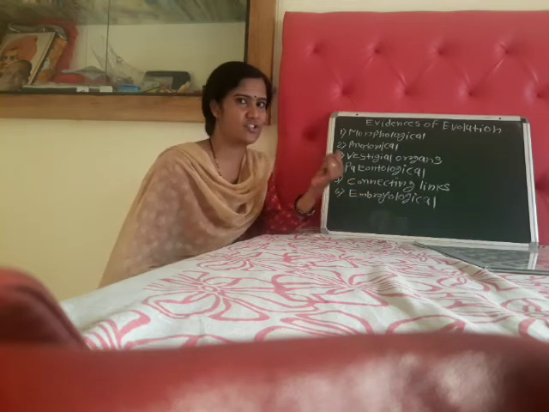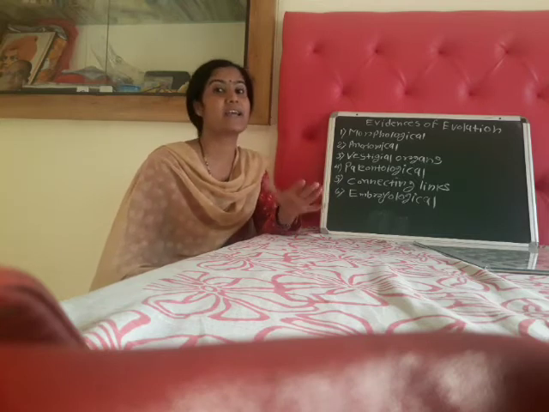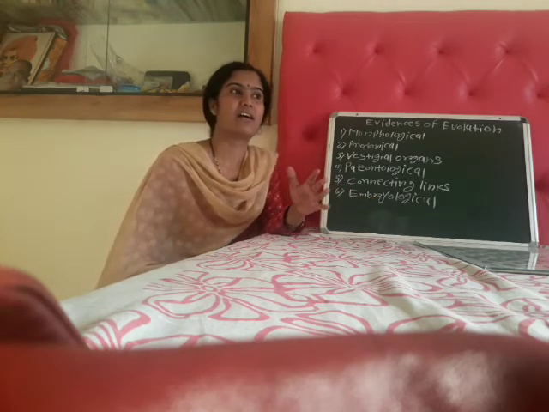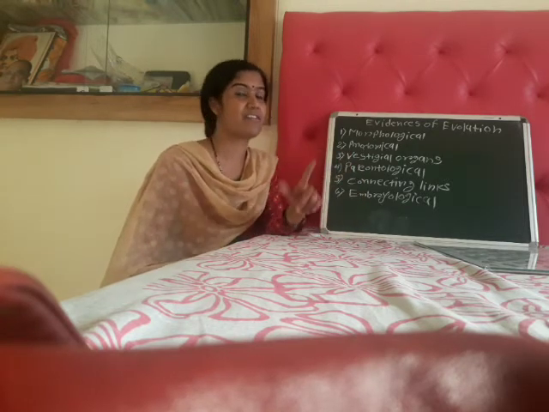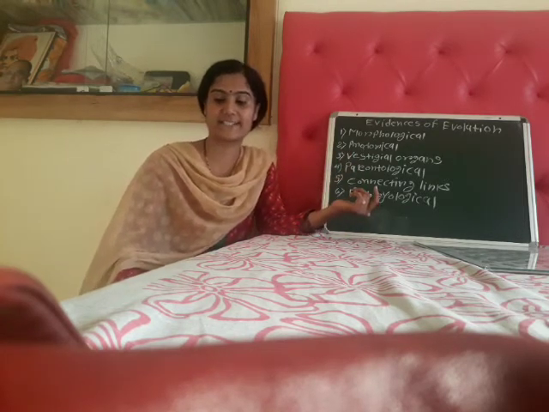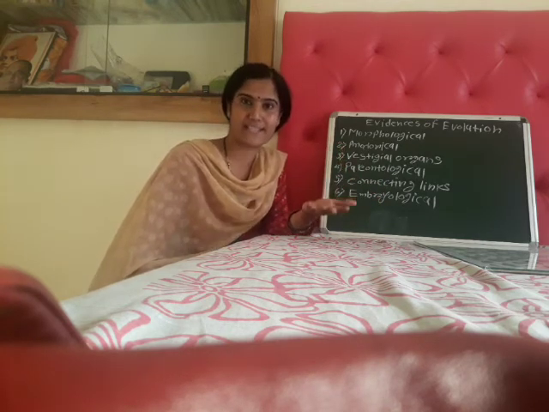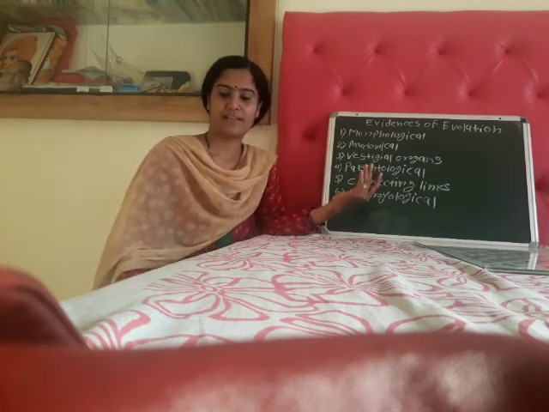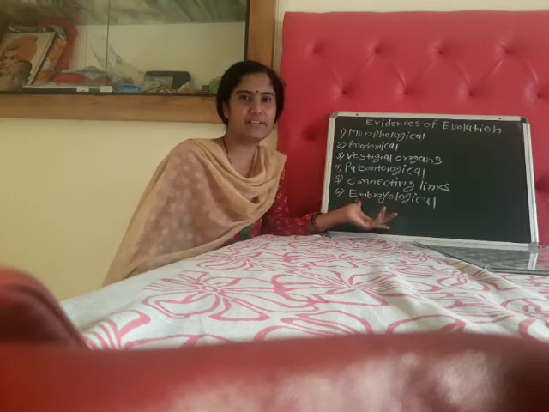Next is the lungfish. The name lungfish means it is a fish, but it has lungs for respiration. Fish respire with the help of gills, you know very well. But lungfish has lungs, and that character is like amphibians. That means it is a connecting link between Pisces and amphibians. Okay.